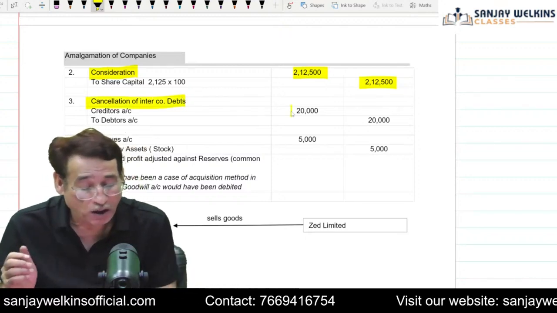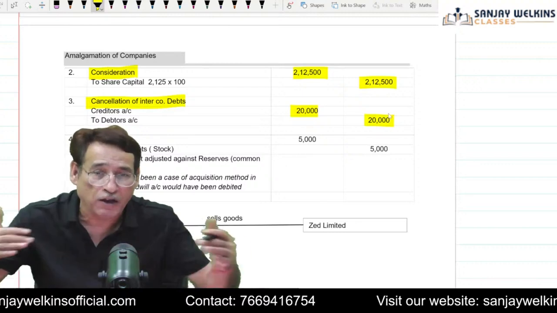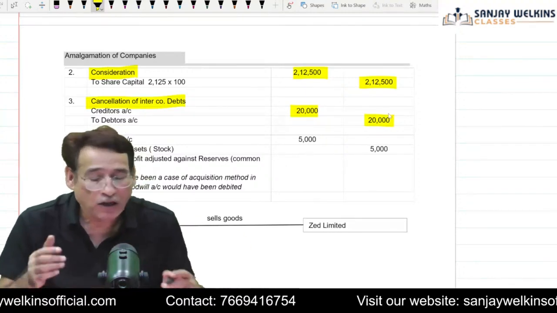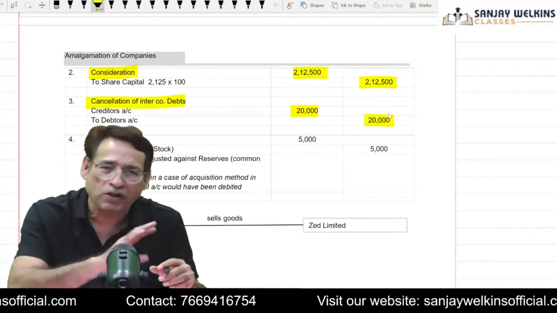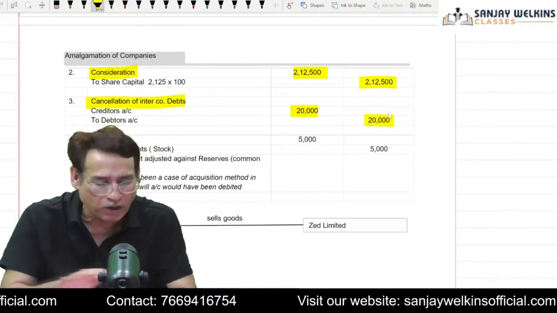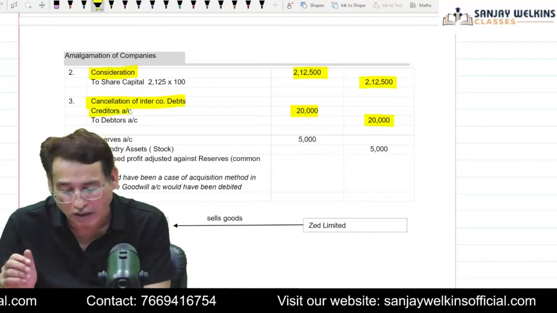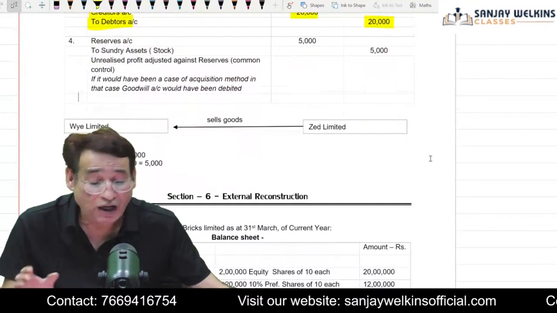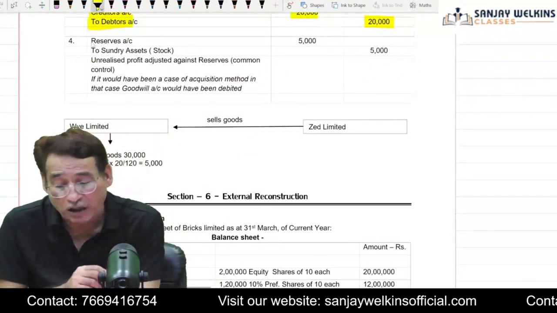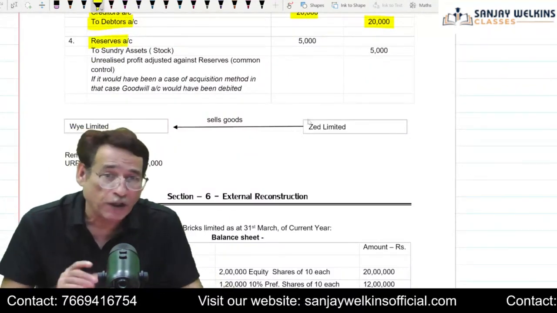Then cancellation of intercompany debts. I told you it was written in the question that one company is owing 20,000 to the other company. You need not bother which company is owing the amount to the other company. You simply reduce your liability and reduce your assets by 20,000. Now, in this particular question, there was another point with respect to unrealized profit.